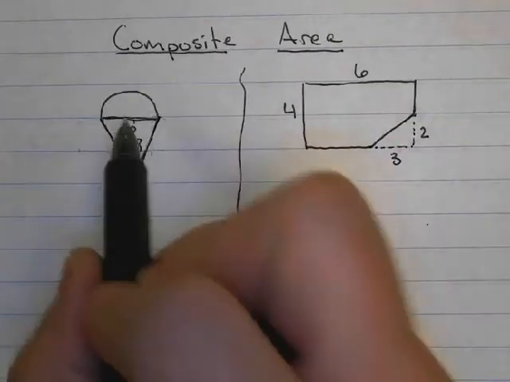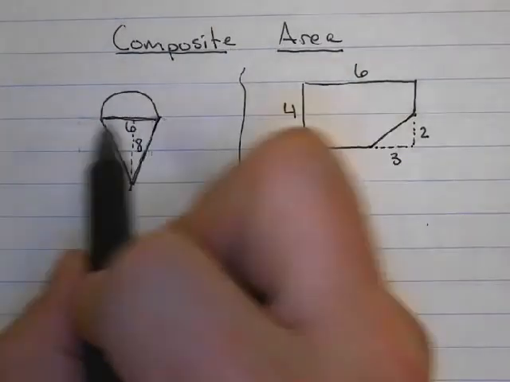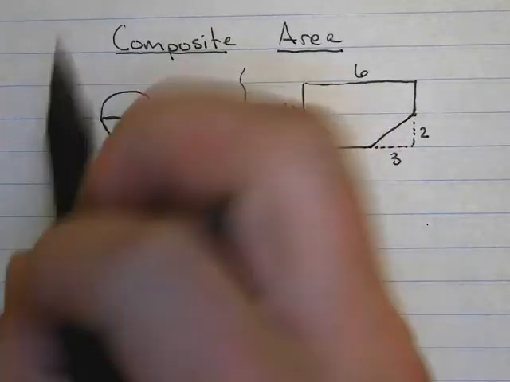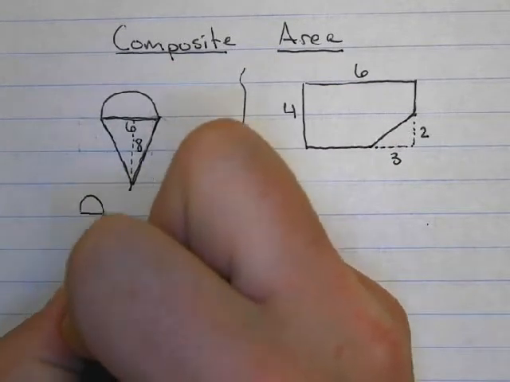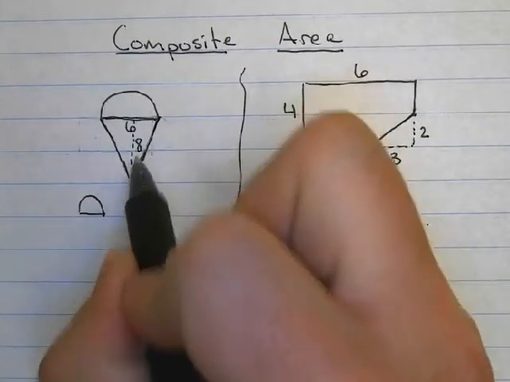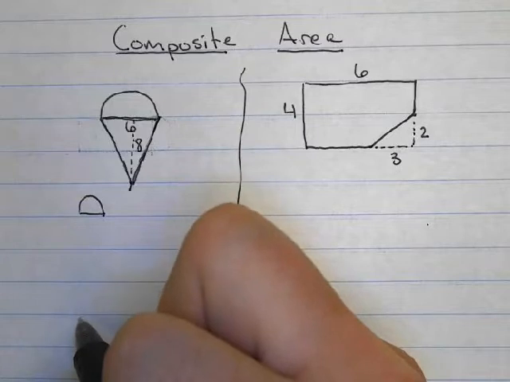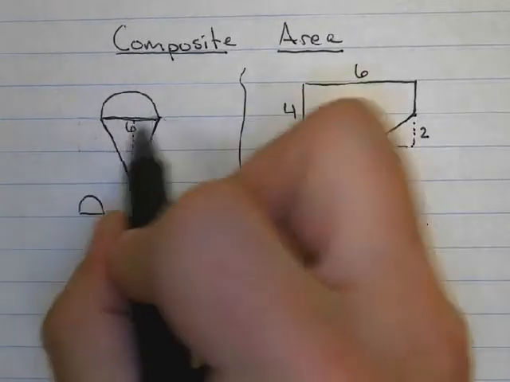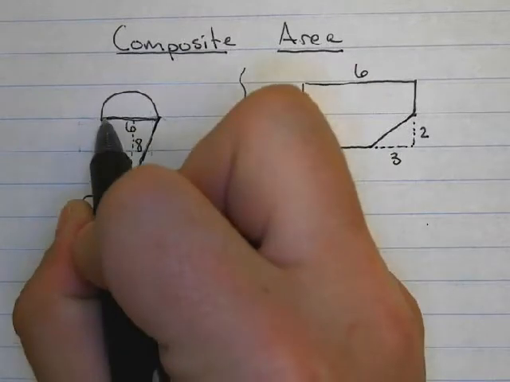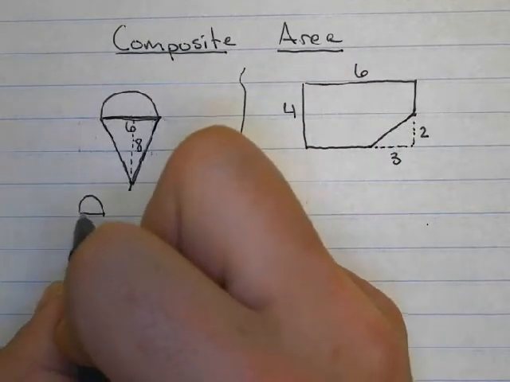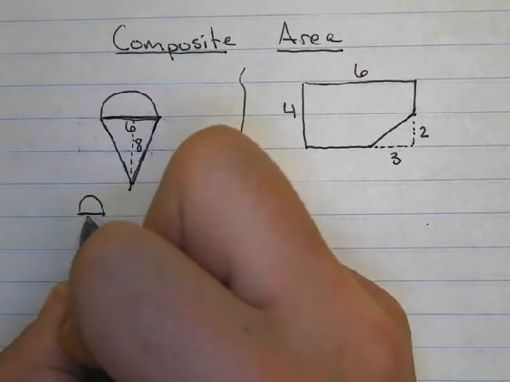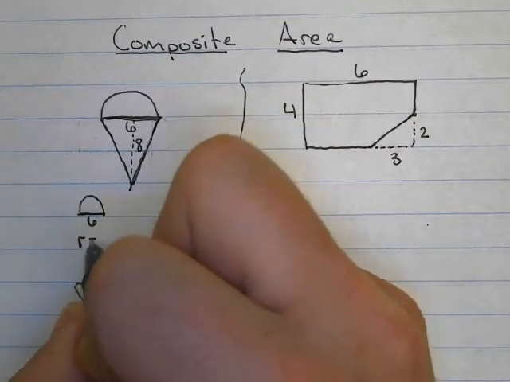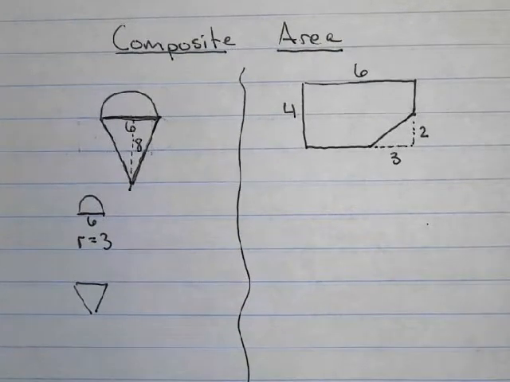So when I look at this first one, I see two different shapes. In my ice cream cone, I see the top where the ice cream would be. That's a semicircle. Then I see a triangle. Well, we look at the semicircle and we see the distance all the way across the circle is 6. So the entire distance is 6. Well, that tells me that the radius is 3, half the distance across.